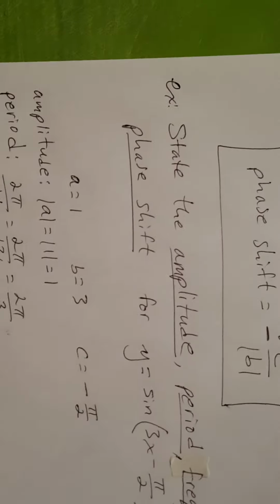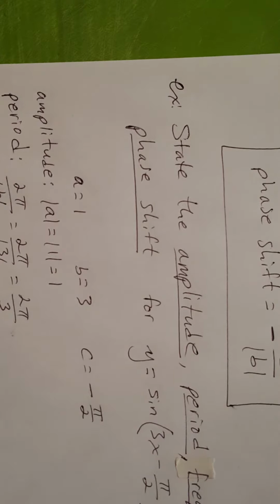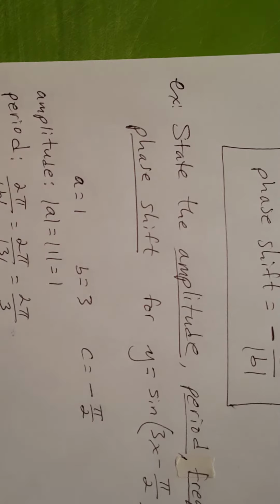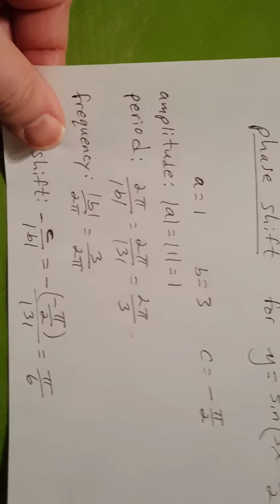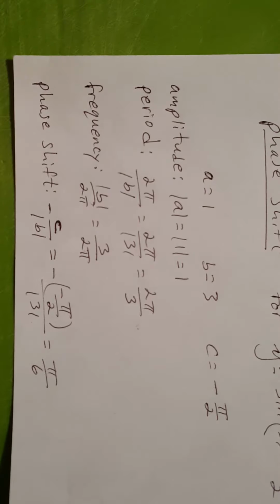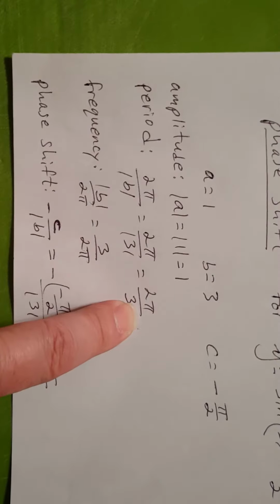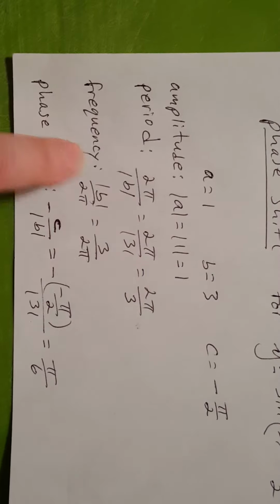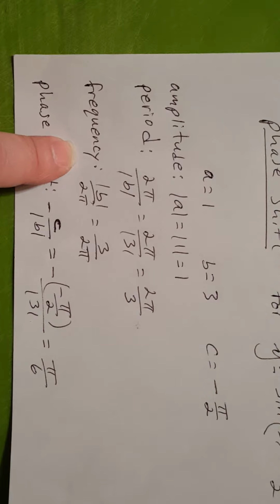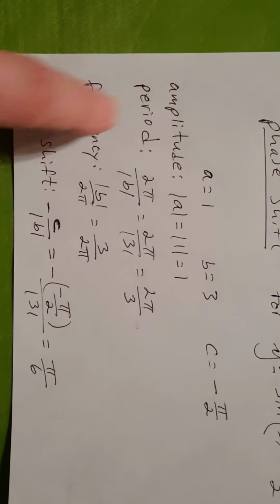So, the amplitude from yesterday, or from the last notes, was simply A, right? But it's always positive. Right, so how far away are you from the midline? It's 1. The period is 2 pi over b, which is 2 pi over 3. The frequency is the inverse. So if you remember that, you don't even have to do anything. You just turn this upside down. The frequency is the, I'm sorry, did I say inverse? Reciprocal. It's the reciprocal of the period.